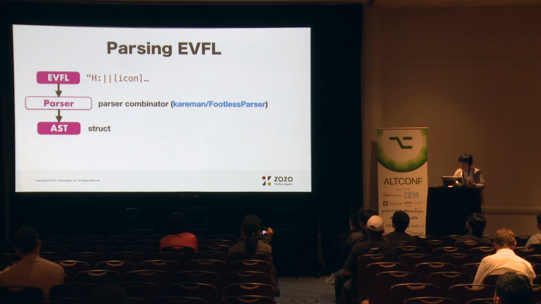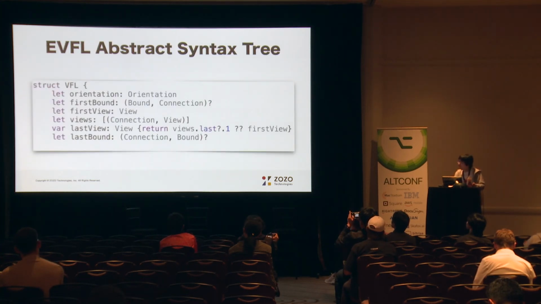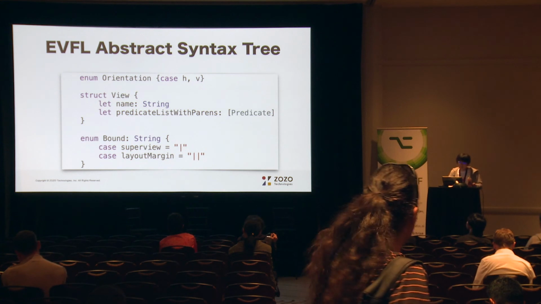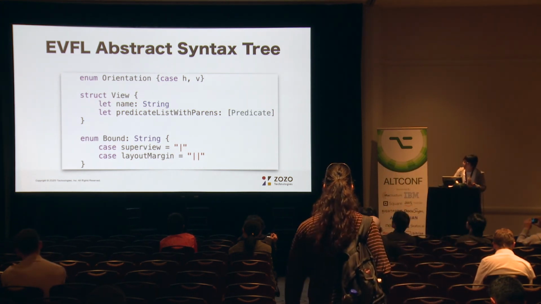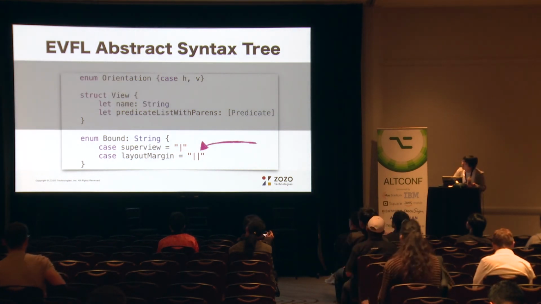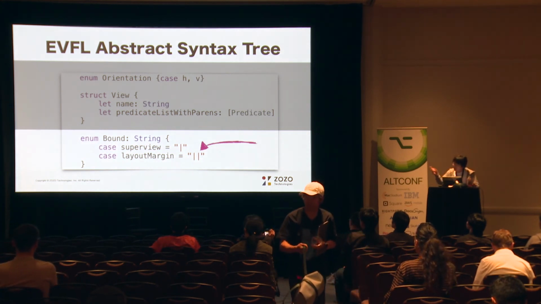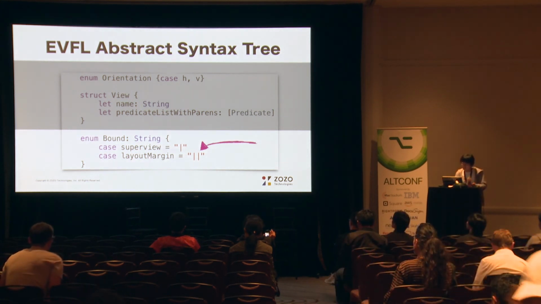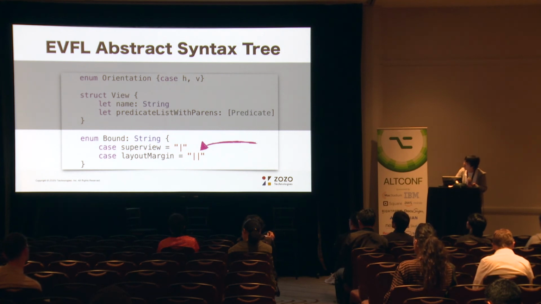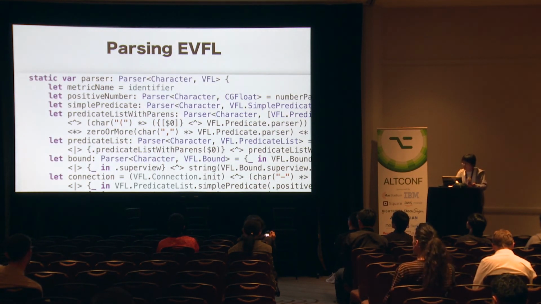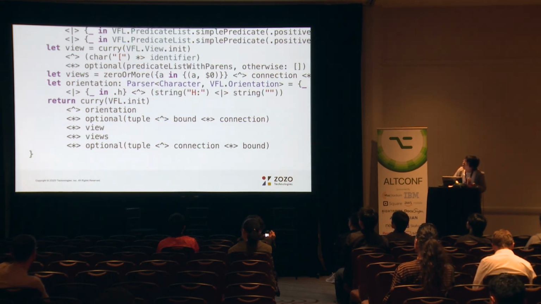As it's Swift, I have defined the parser using a typed parser combinator. I use the FootlessParser library. The abstract syntax tree for EVFL is very straightforward. It comes from the VFL grammar in Apple documentation. Custom type definitions follow the AST definition. Note that the enum Bound is modified for extended VFL. This is the only different part between VFL and my extended VFL. The other parts are the same as the original VFL. Using FootlessParser to define the parser is rather difficult, but it is checked by the Swift compiler.